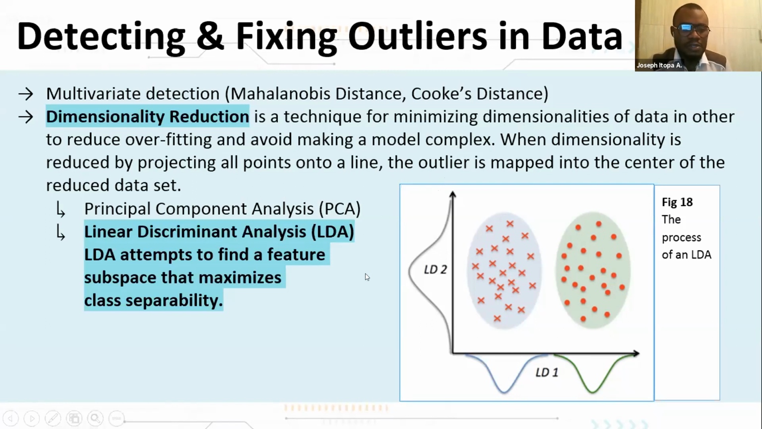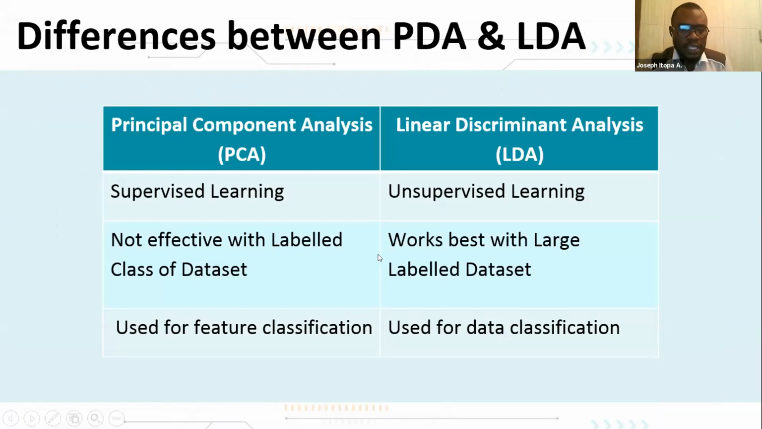So we are going to take a look at the difference between principal component analysis and linear discriminant analysis. The first thing is that PCA is very useful in supervised learning, and LDA is useful in unsupervised learning. So if you are trying to build a logistic regressor model, or whatever type of regressor model, but it is supervised learning, the best technique to use is principal component analysis. But if you intend to use k-means, for instance, in clustering, the best to use is what? Linear discriminant analysis.